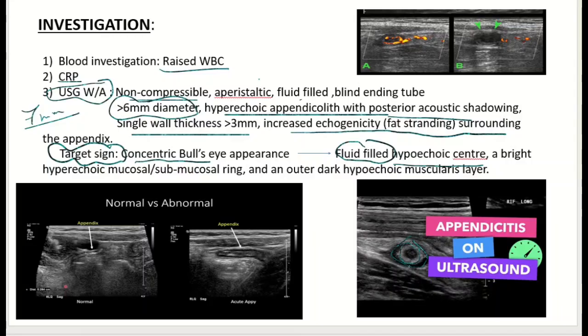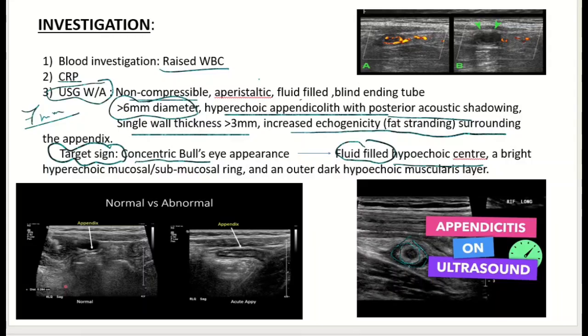See this last diagram. Here you can see the center is black, then we have a whitish layer, then again one black layer. So this is called bull's eye appearance. The outer dark hypoechoic layer is the muscularis layer.